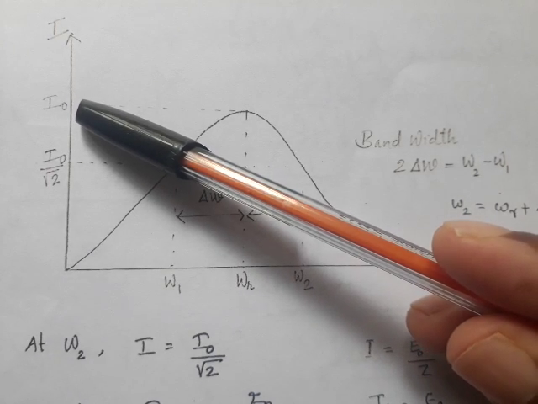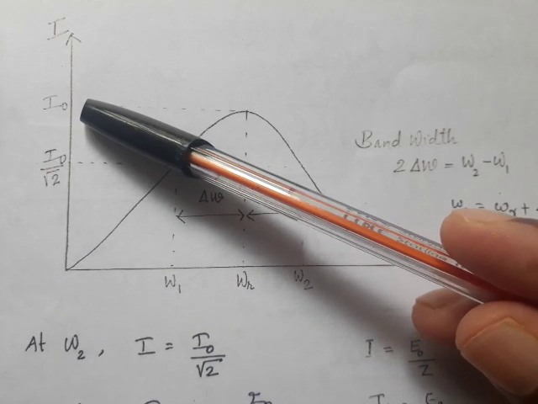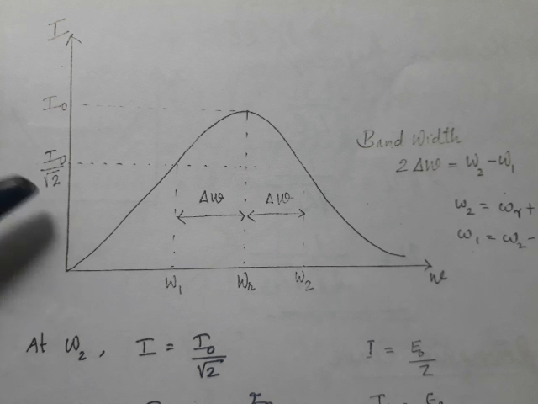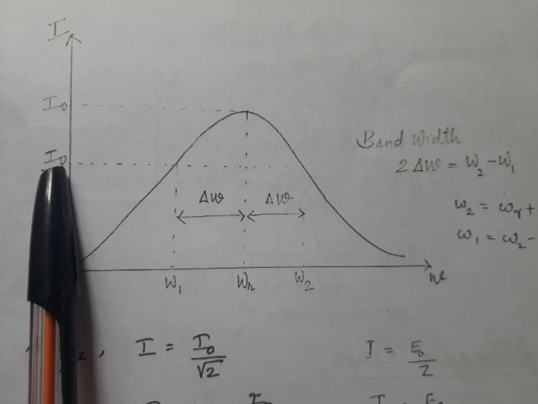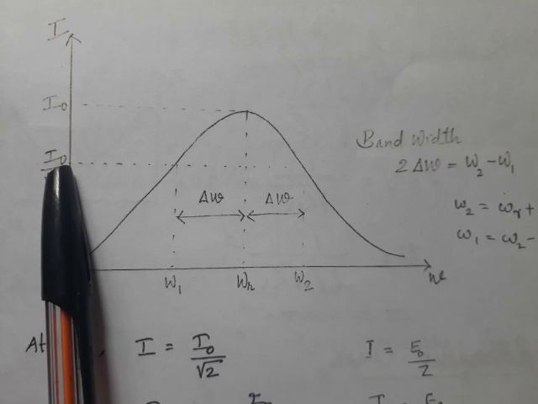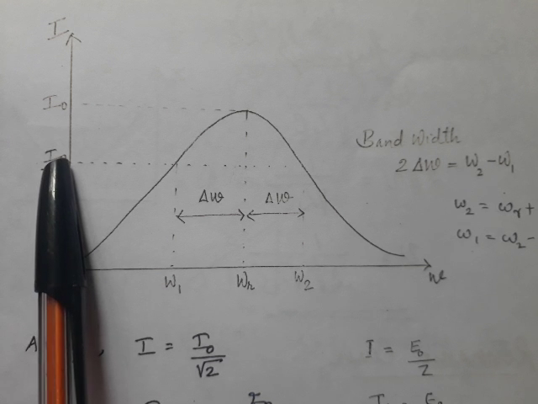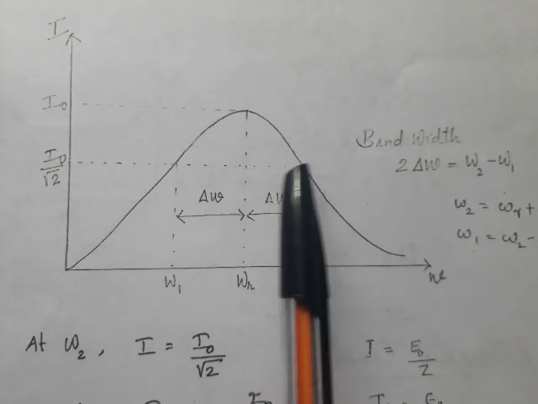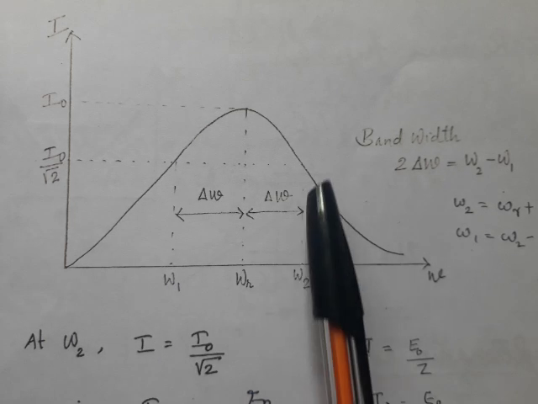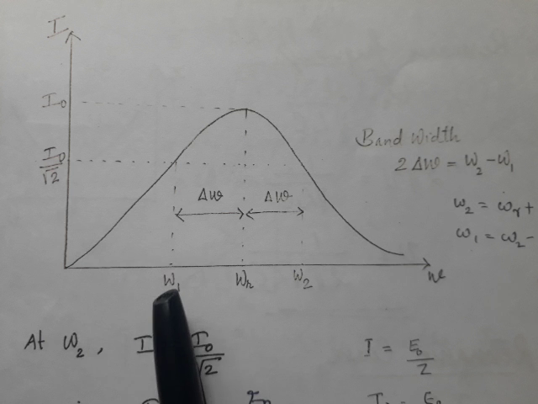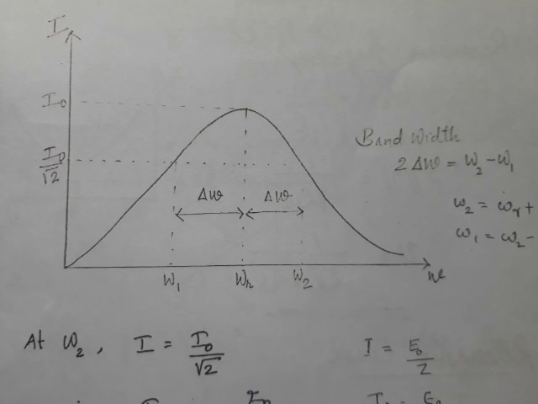That maximum current is I0, which is known as the peak current. Now we have another current, which is the RMS current, which is this peak current I0 by root 2. So from this graph you can mark I0 by root 2 here. That particular value of current has two frequencies here, omega 1 and omega 2. Those are the frequencies for which we get the RMS current.